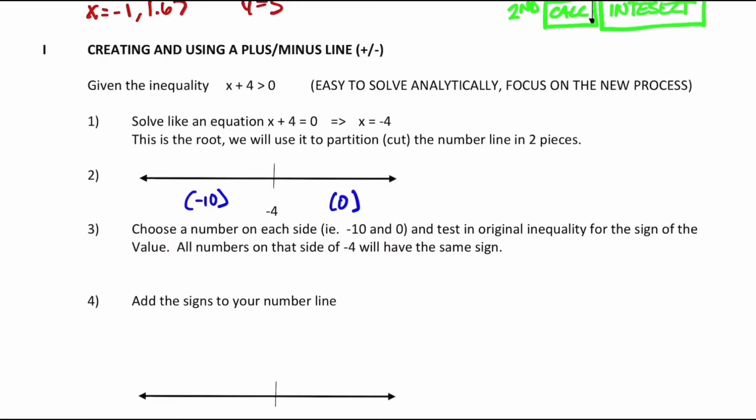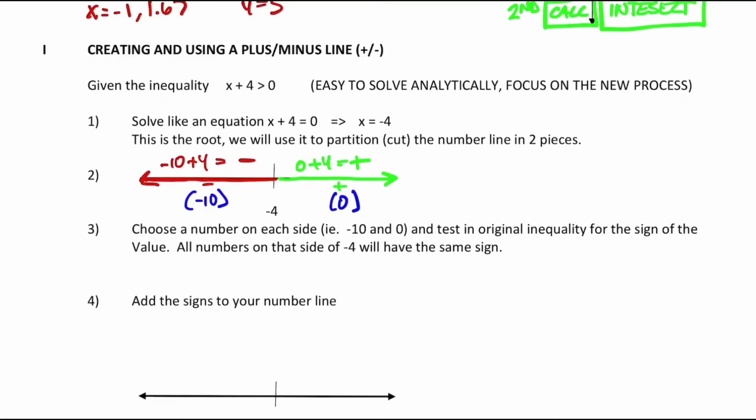And what we do is we plug into this expression right here. I don't care what the value is, I just need to know if it's positive or negative. Okay, so here I'll do -10 plus 4, and that's going to equal a negative number. So this piece of the number line right here is negative. Then on the other side, I plug in 0. 0 plus 4 equals a positive. Again, I don't even care that it's 4. It's just that it's positive. So this piece of the number line right here is positive.